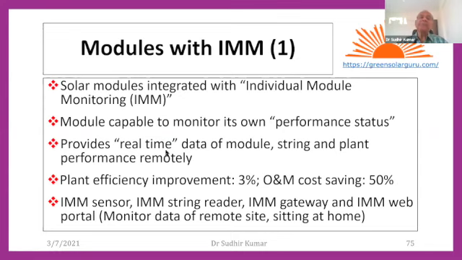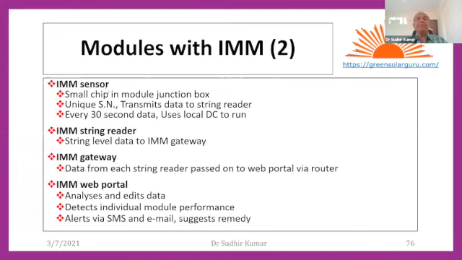So what are the items in this? IMM sensors, string reader, gateway, and the web portal. So the IMM sensor in each is like a small chip in the module. And it transmits the data to the string inverter. And the string reader gives string level data, and then the gateway is collecting all the data, and the gateway finally gives it to your web portal.